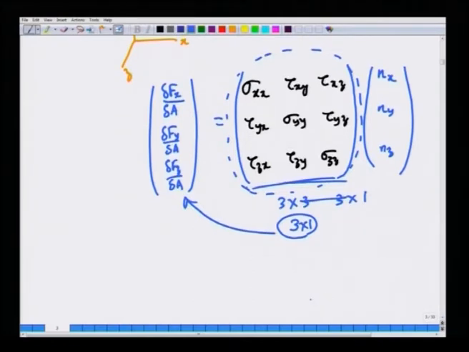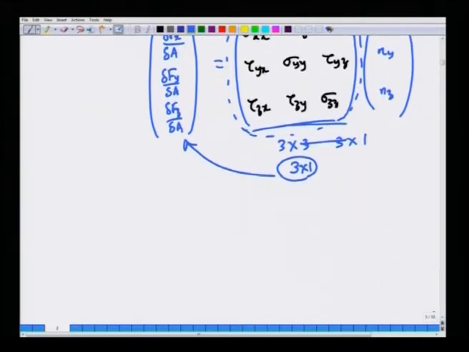So, that is the power of doing the Cauchy construction. Now, having understood what are the stresses acting on the surface, also the sign convention for the stress, which we mentioned last lecture.